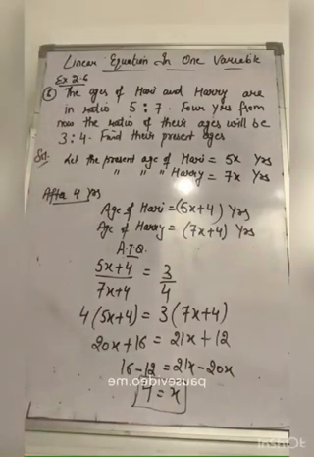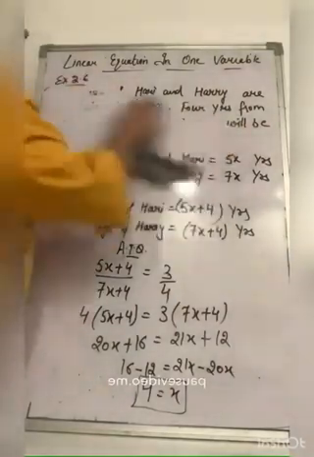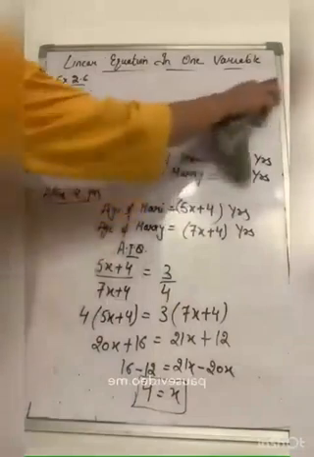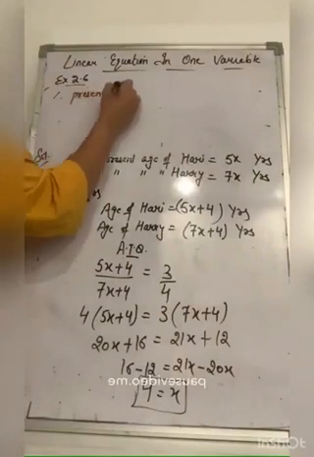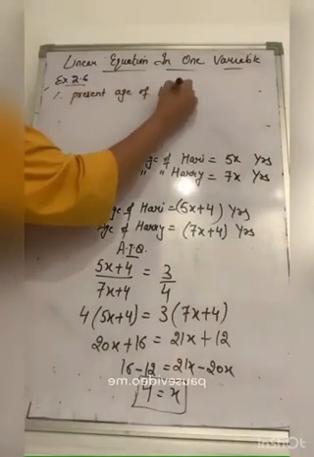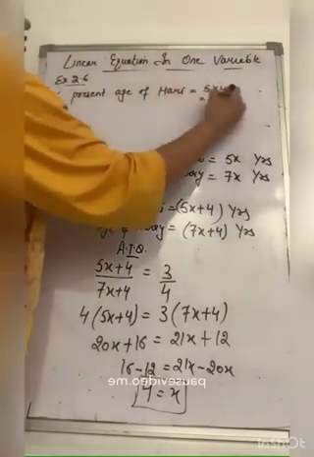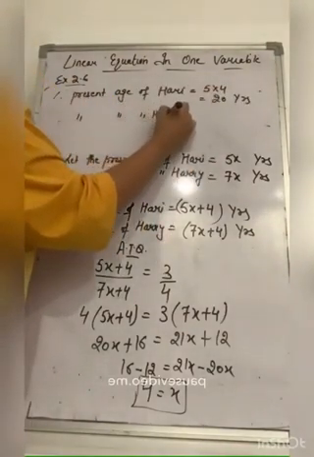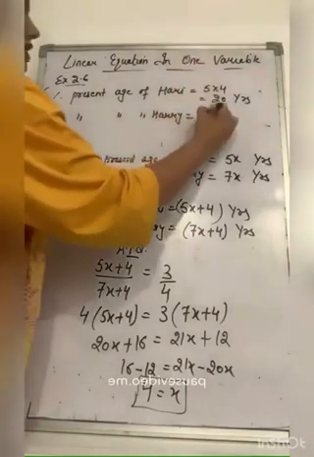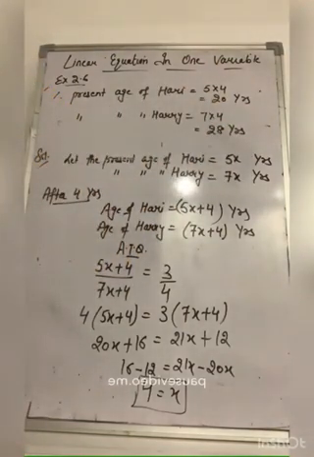What we have to find? We have to find the present ages of both. So after getting the value of x, we have to find their present ages. So beta, we have to write, therefore, present age of Hari is 5 into 4, 20 years, and present age of Harry is 7 into 4, 28 years. Right? So I hope the question is clear to you.